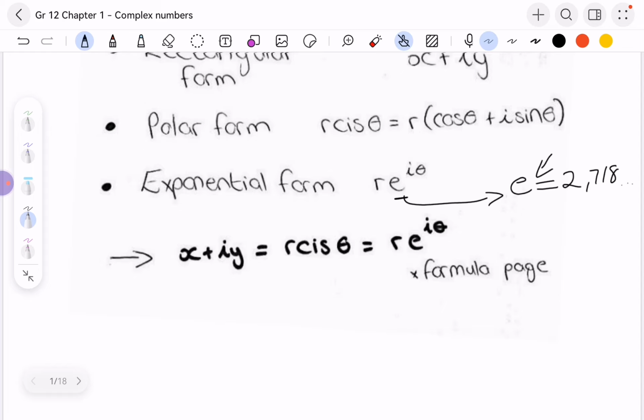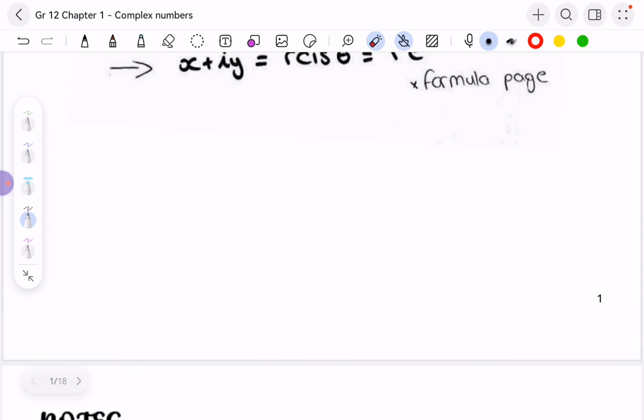Good. So what does this mean? It means that all 3 of these are actually exactly the same. Reghoekige vorm, poolvorm en eksponensiële vorm is almal gelyk aan mekaar, net verskillende maniere om dit te skryf. Rectangular form, polar form en exponential form are the same thing.